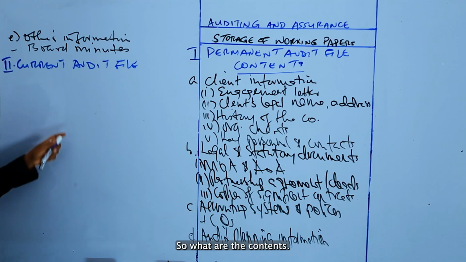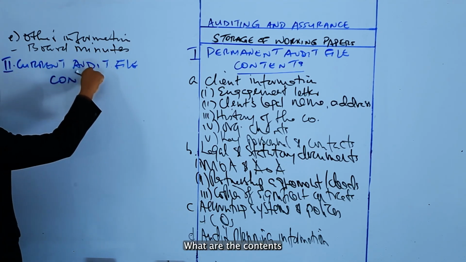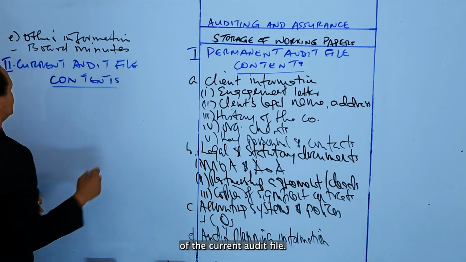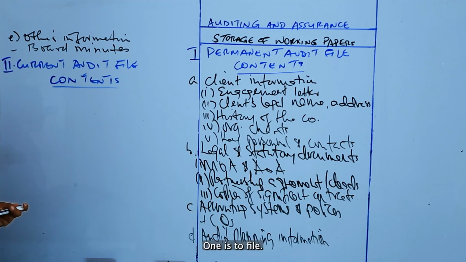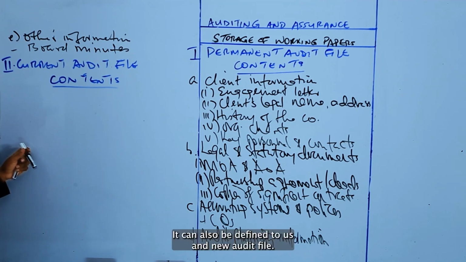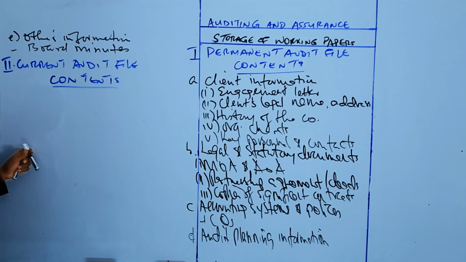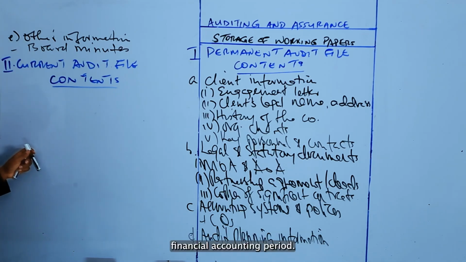Okay? So what are the contents of the current audit file? What is contained in the current audit file? One is the annual audit file. Do you understand? First of all, the current audit file is just the annual audit file. It may also be referred to as annual audit file. It contains information that is relevant to the current financial accounting period.